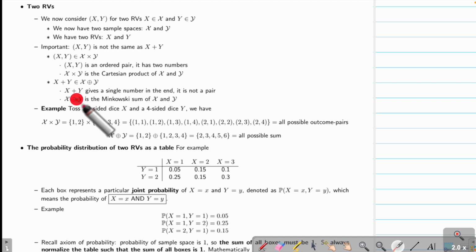So X plus Y is a number. It gives us a single number, okay? It is not a pair. This is a pair. This is not a pair. They are already very different. Secondly, this is a Cartesian product. This is set addition. A set plus a set is called the Minkowski sum, okay? So they are very different.